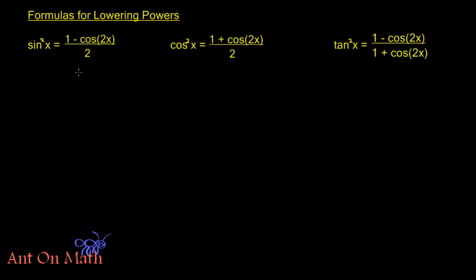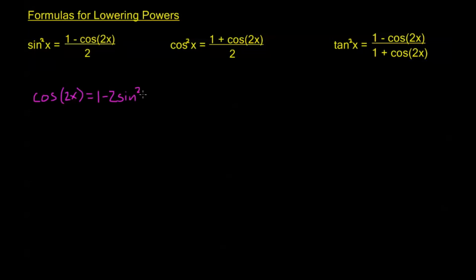All right, so let's take a look at these. Now where did these ones come from? As we've been going along, we've been deriving all of these, so let's figure out where these come from. And we notice the common entity here is cosine of 2x. So let's take a look at our double angle formula for cosine. Cosine of 2x equals 1 minus 2 sine squared x. Now remember, this is one of the three different formulas that we had for cosine of 2x.